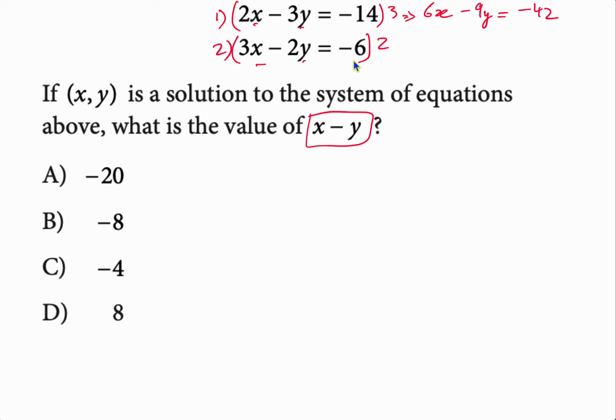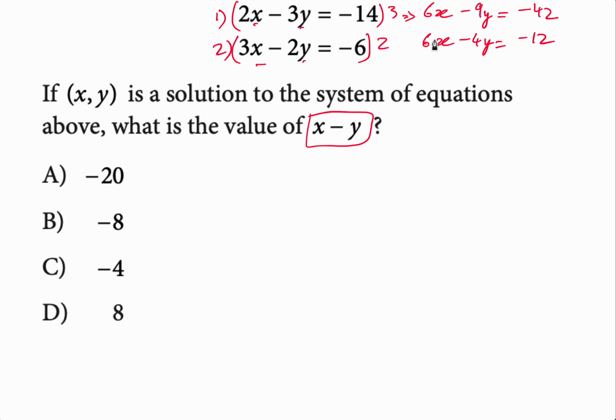Right, so that's my first equation. The second equation, I have 2 times 3x, that's 6x. Right, you see 6x here and 6x here. That's my goal. That's why I multiply first by 3 and then by 2. My goal is to eliminate x. Okay, so 2 times negative 2y is negative 4y. And then 2 times negative 6, that's negative 12. Okay, so now first equation, second equation.